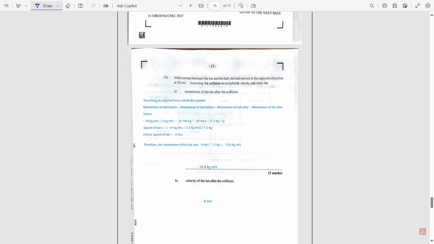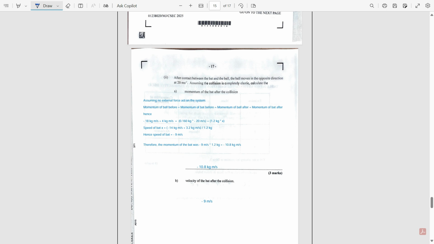Okay, and then now it says after contact between the bat and the ball moves in the opposite direction at 20 meters per second. Assuming the collision is completely elastic, meaning that it bounced off of each other, the ball bounced off the bat, calculate the momentum of the bat after the collision. So remember, momentum before is equal to momentum after. So we add up everything before. So we get the negative 18 and the positive 4. And then we do a little calculation here. We have 0.16 times negative 20 plus 1.2 times x. So we need to find the velocity of the bat after. So since it's conserved, all we have to do is solve for x.